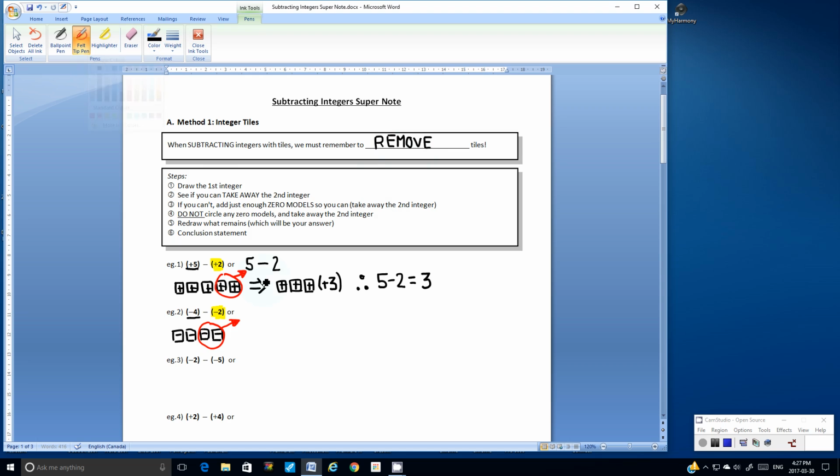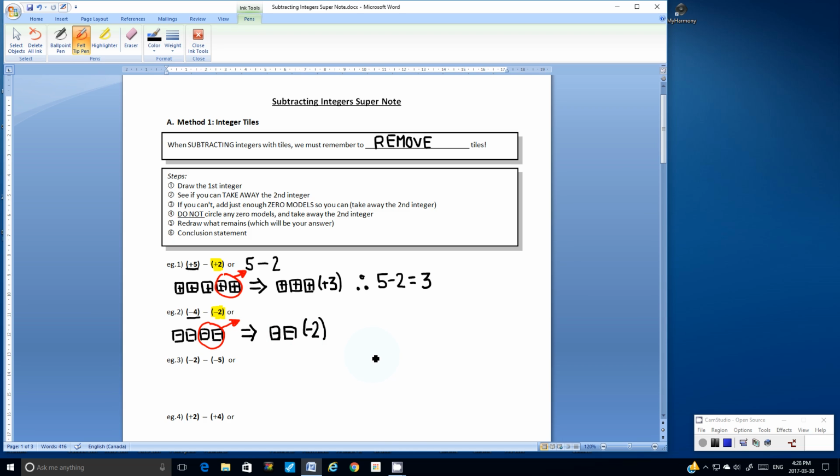Let's draw an equal sign or an arrow. Once we take away these 2 negative tiles, what remains? Okay, so redraw what remains. Step 5. What remains is 2 negative tiles. Okay, let's write our answer in integer form beside it or underneath our tile diagrams.